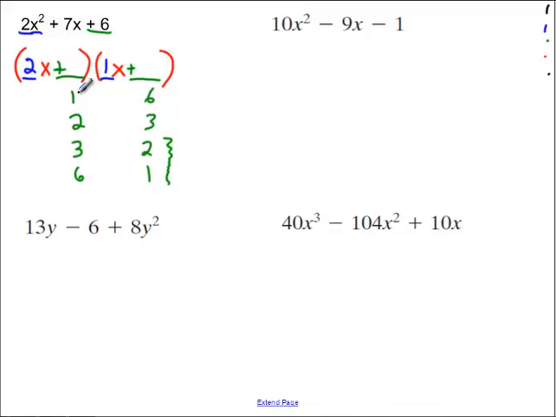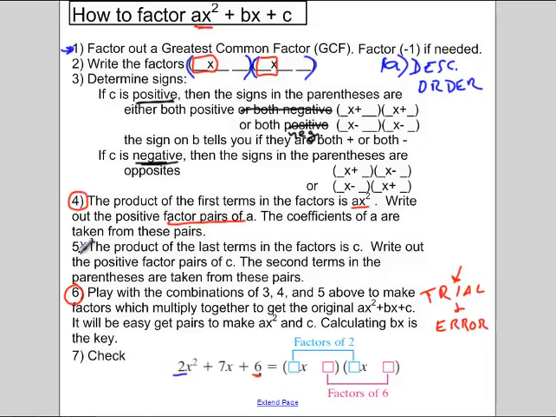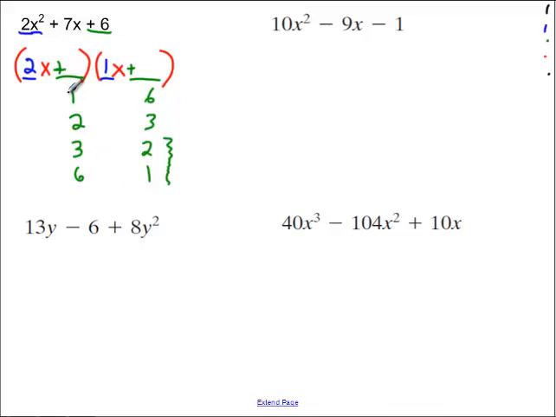So let's take a look at these examples and say, now comes the trial and error, because now we've written our factor pairs of c, and step number 6 is play with the combinations that we got here, 3, 4, and 5, which was the signs, the factor pairs of a, and the factor pairs of c. So now we really don't have to play around with the positive and the positive, because those are not going to change. The 2x and the 1x, you could switch over, but they've both got positive signs here, so it's not going to make a difference. So now the only trial and error we do is figuring out whether it's 1, 6, or 2, 3, or 3, 2, or 6, 1.